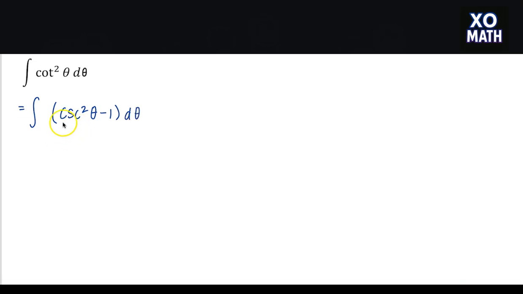So now I have two terms, and I can think about each one separately for its antiderivative. So what do I have to take the derivative of to get cosecant squared theta? Well, that's going to be negative cotangent theta, because the derivative of cotangent is negative cosecant squared theta, and so we need an extra negative there. And then the antiderivative of 1 would just be theta. So we're going to have minus theta plus c.